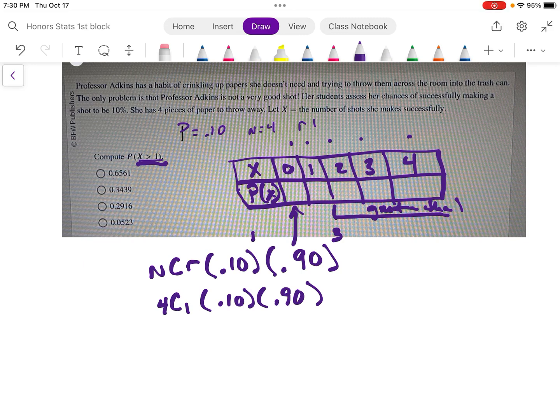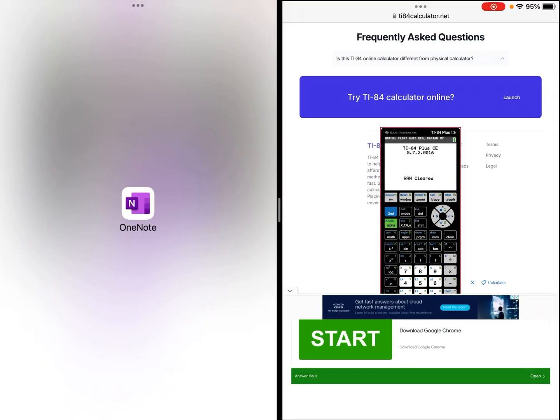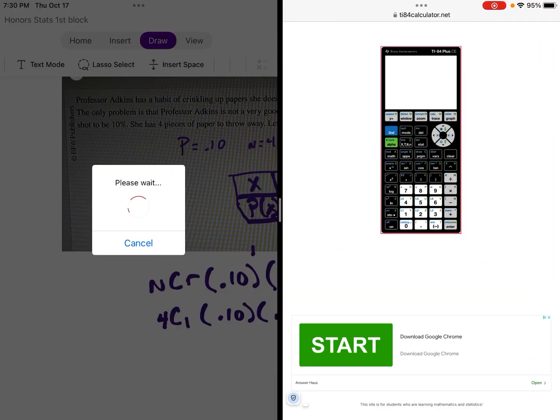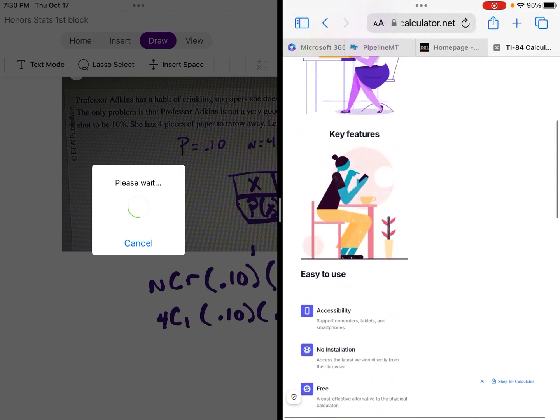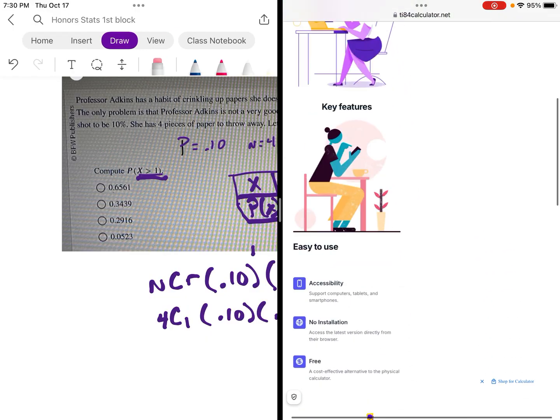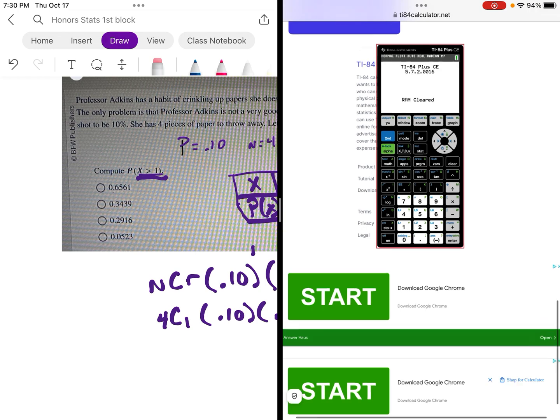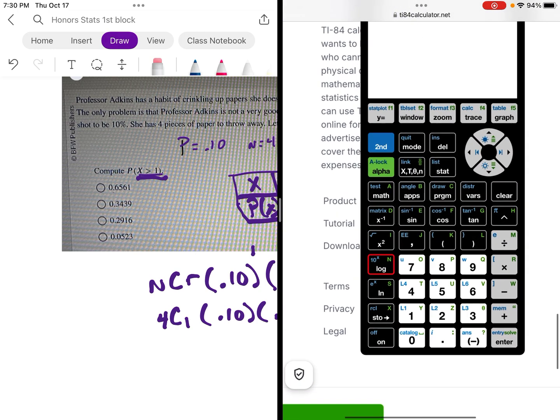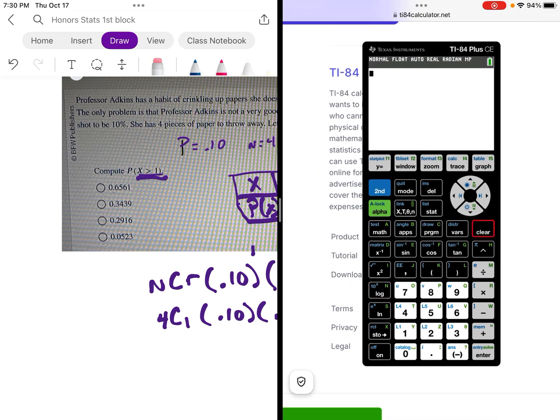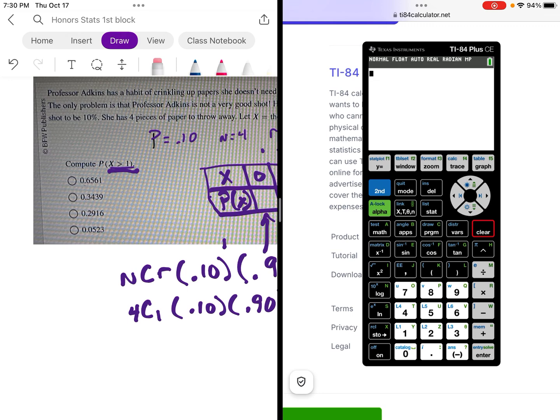So now, how do we do it on the calculator? All right, well, let's get a split screen going here. All right, so on my split screen, as I try to zoom in a smidge so you can see it. Where'd the calculator go? Oh, there it is. All right, so let's clear that. And then now we say, okay, where is the nCr button?